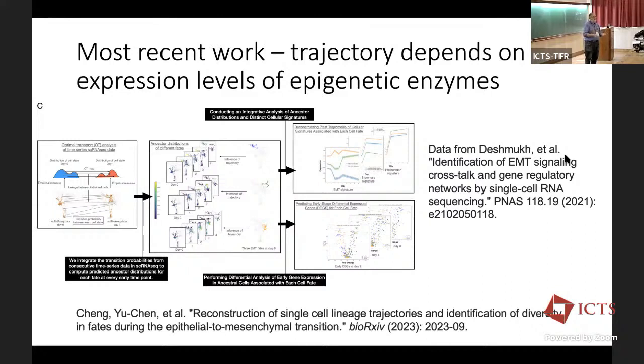So they just did time courses of normal cells. This is MCF10A, for those of you who care, undergoing EMT via TGF-beta. And what they saw again was that single-cell RNA-seq showed different trajectories. There were 3 different trajectories. You can see these 3 different trajectories in this picture.